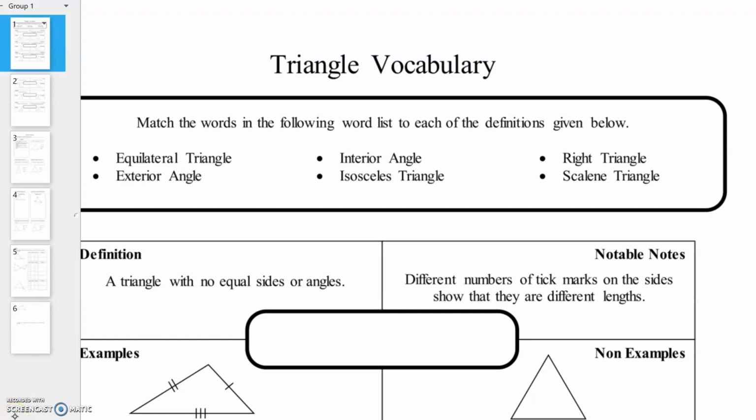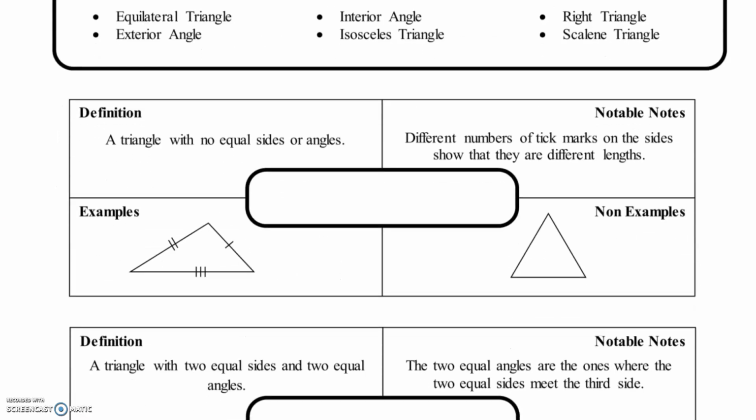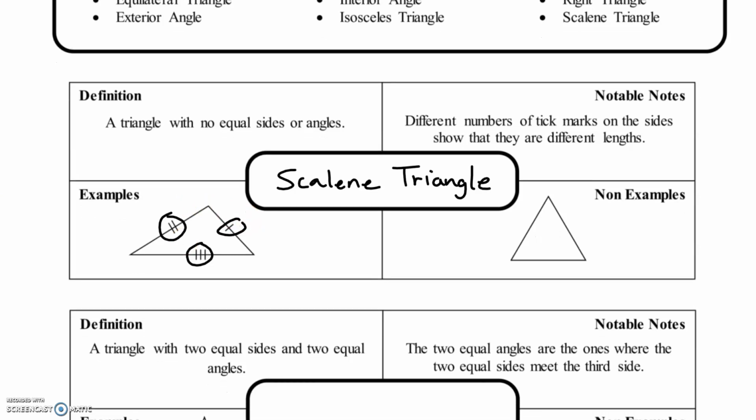This lesson is on triangle theorems, and we're going to start by remembering our triangle vocabulary. So we have here the first definition: a triangle with no equal sides or angles is a scalene triangle. Okay, and we can tell in the diagram because we have a different marking on each side to show that each side is a different length.